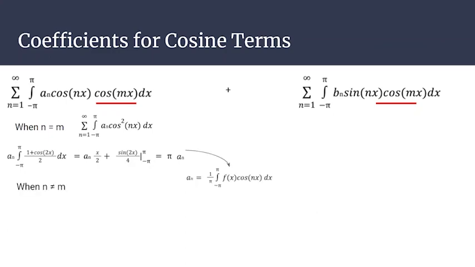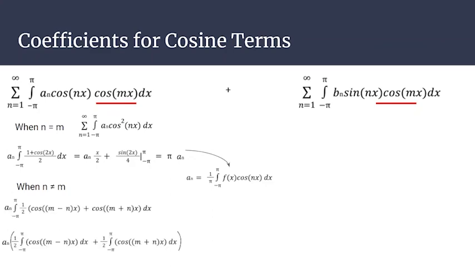And then we have a situation where n does not equal m, and you can rewrite the integral using a product-to-sum trig identity. And then after that, you can use integral properties in order to split everything in half. And you can see here we have cosine of (m minus n) times x.